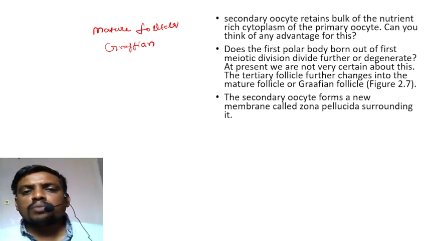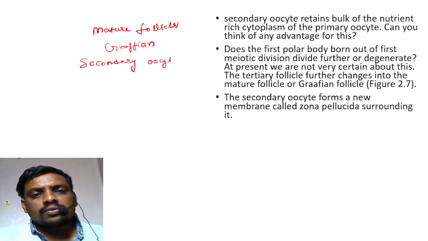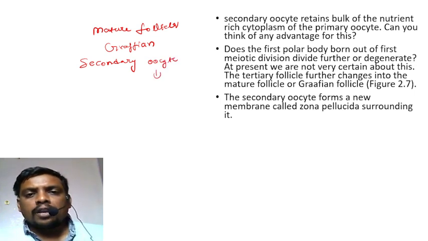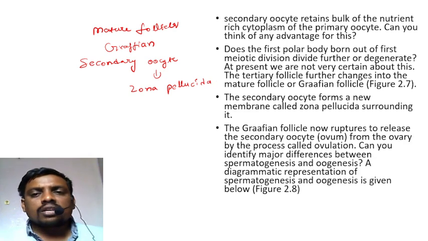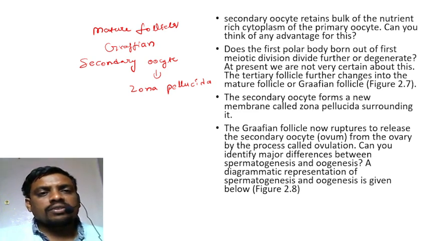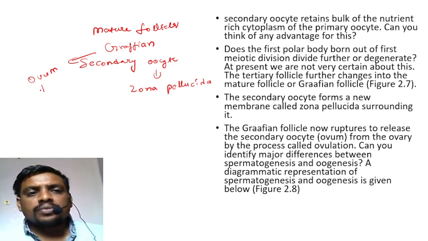The secondary oocyte forms a new membrane called the zona pellucida surrounding it. Now the Graafian follicle ruptures to release the ovum, or secondary oocyte. Ovum is nothing but the secondary oocyte, released from the ovary by the process called ovulation.